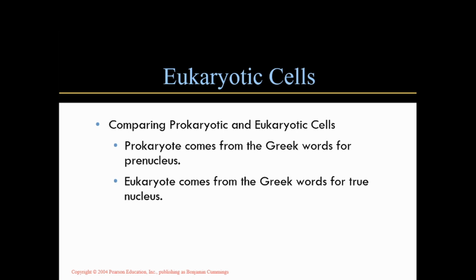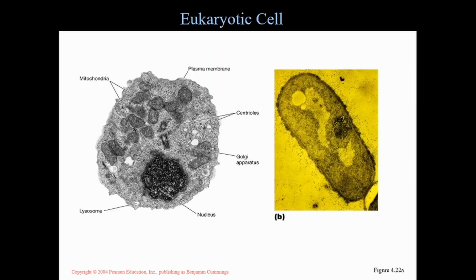look at eukaryotic cells. So again, just to review, prokaryotic or prokaryote comes from the Greek words that refer to pre-nucleus. And eukaryotic or eukaryote come from the Greek words for true nucleus. So now there is a nucleus within the cell. There's a membrane-bound structure that houses the nucleic acids. And so we'll look at the eukaryotic cells and do some comparisons.